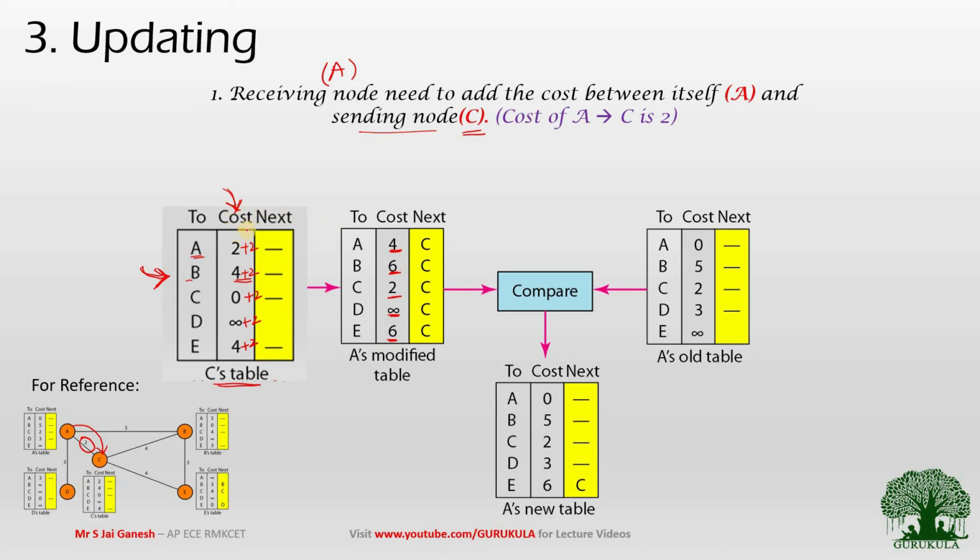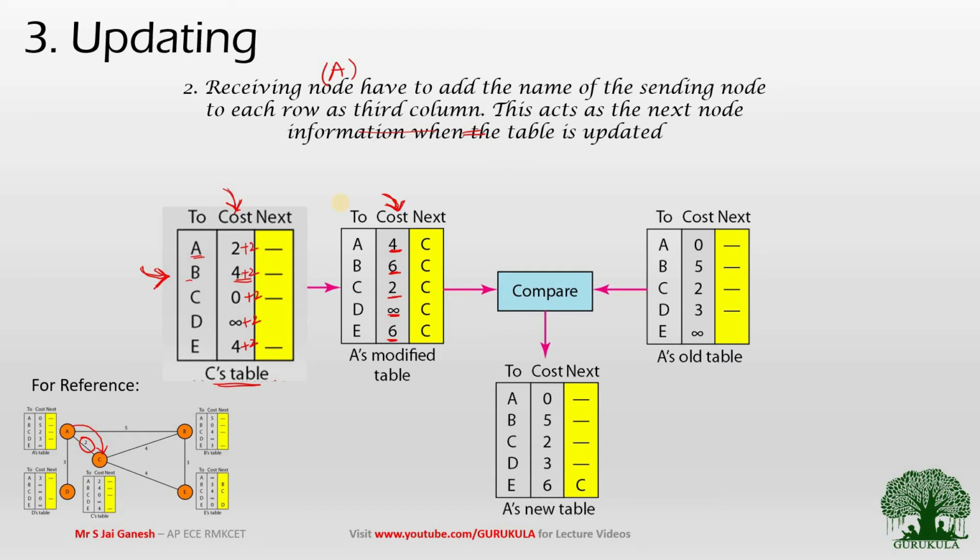So this table is what we received, and A has modified some content based on the content that is received from C. And the next step is that the receiving node has to add the name of the sending node to each row as the third column. As you can see, the third column is the next node, and this is the actual table that we received from C, and we can see that there are directly connected nodes available here. So A has to modify.